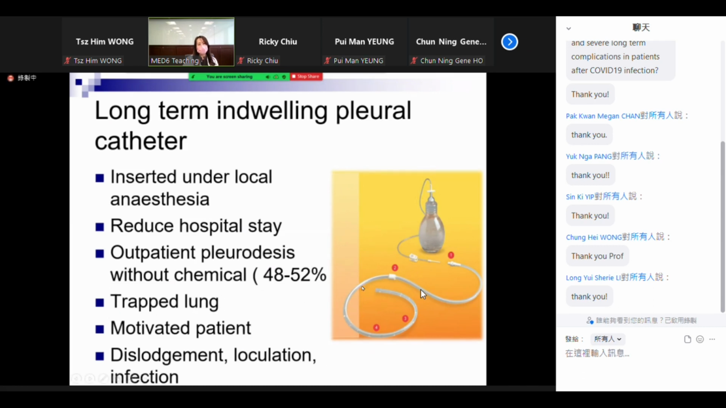So this is good for IPC insertion because the patient can drain at home. This is mainly for the motivated patient because they have to drain at home. They have to know how to take care of this catheter and how to drain. The side effects or complications will be dislodgement, loculation, and infection. So this is the indwelling pleural catheter, IPC.